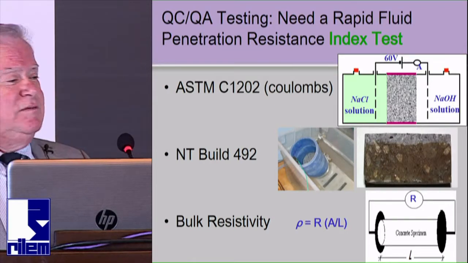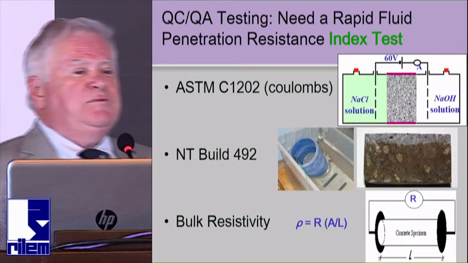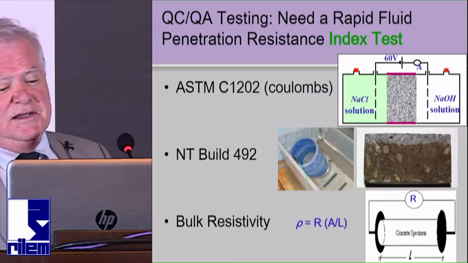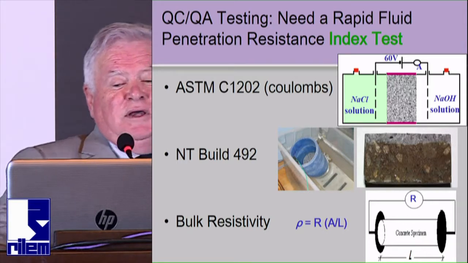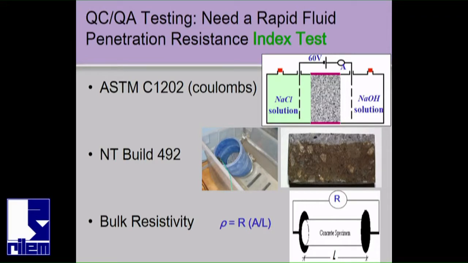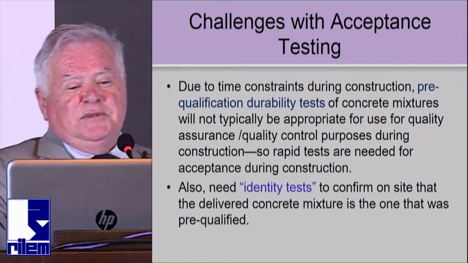Now, for a permeability test, people have talked about ASTM C1202, the Coulomb test. Not a great test, but it's standard and people know how to use it. We're looking at replacing that currently at ASTM with a bulk resistivity method that is much faster and more efficient. Some European groups have used this NT Build rapid migration test that's shown there, the NT 492. You need something that's relatively rapid that you can check on site, because these tests are used during the quality control process. They're not pre-qualification tests, they're checks on acceptance.